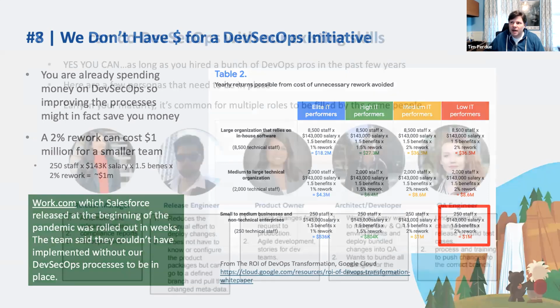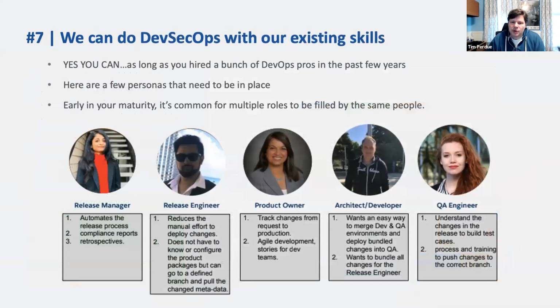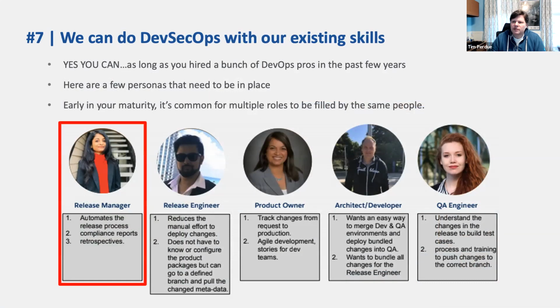Okay. Number 7, we can do DevSecOps with our existing skills. And I would say, yeah, you can, as long as you hired guys from AutoRABIT or CodeScan, right? Because these are different skills. And I'm being a little funny about it, but there are definitely some personas you need to start looking at. Even if you look at just a release manager, the normal thing that they would do is compliance reporting, retrospectives, things that are part of an agile development framework.